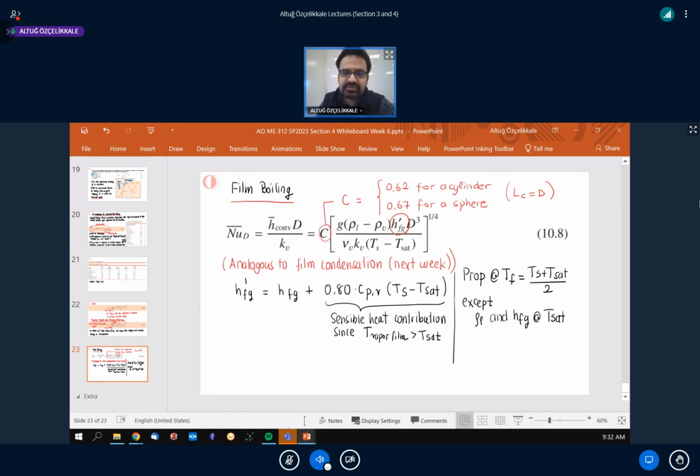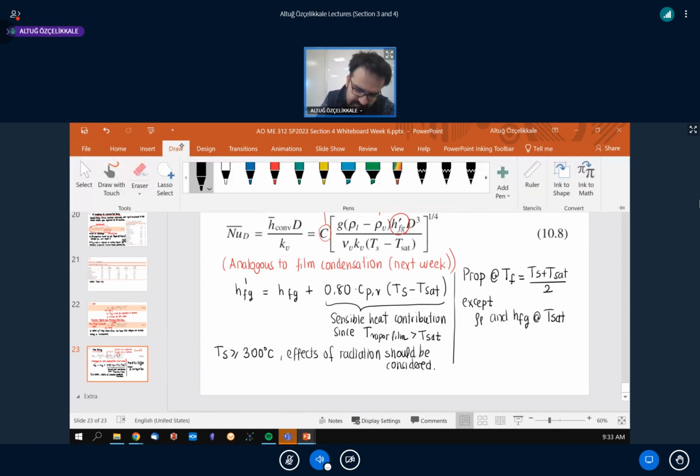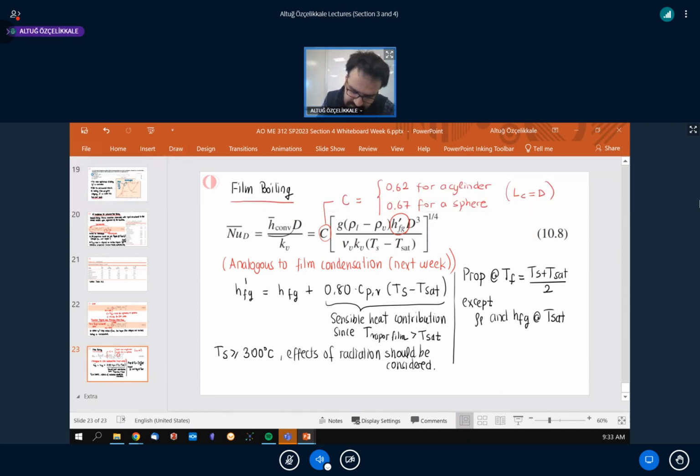Before we take a break, I would like to finish this discussion. If the temperature of the surface is greater than 300 degrees Celsius, at this point the radiation effects become important. This correlation does not provide you this contribution. It's simply giving us the convection. Anyway, I couldn't change the color. I will change.